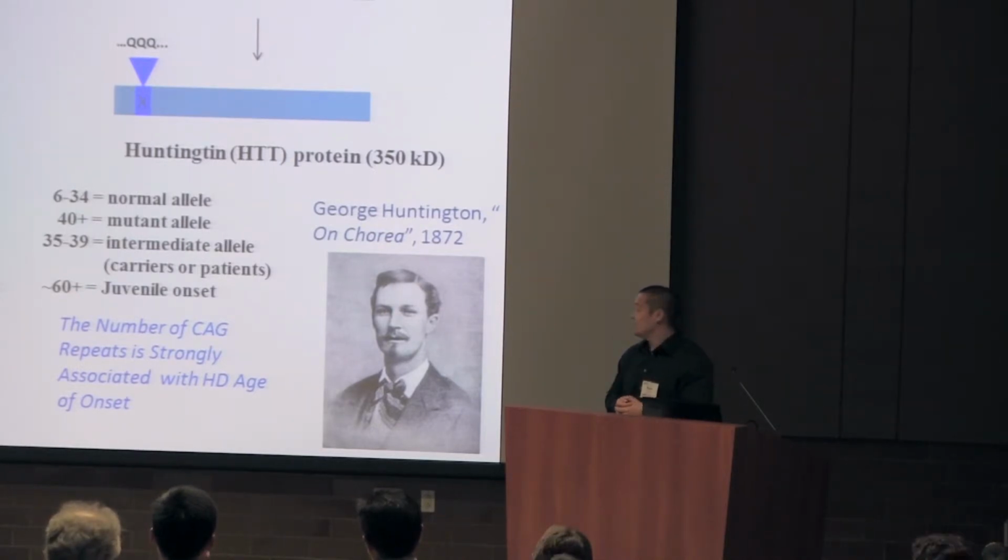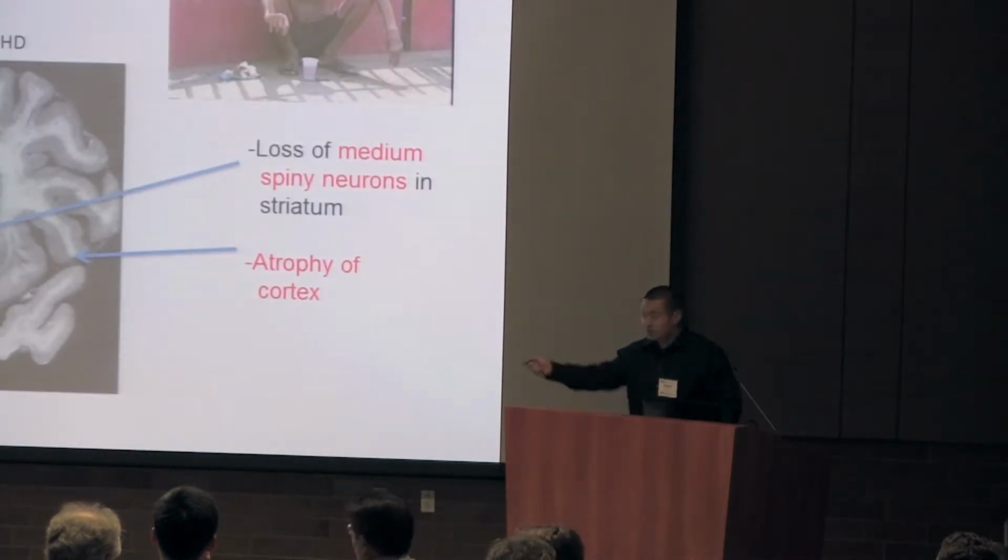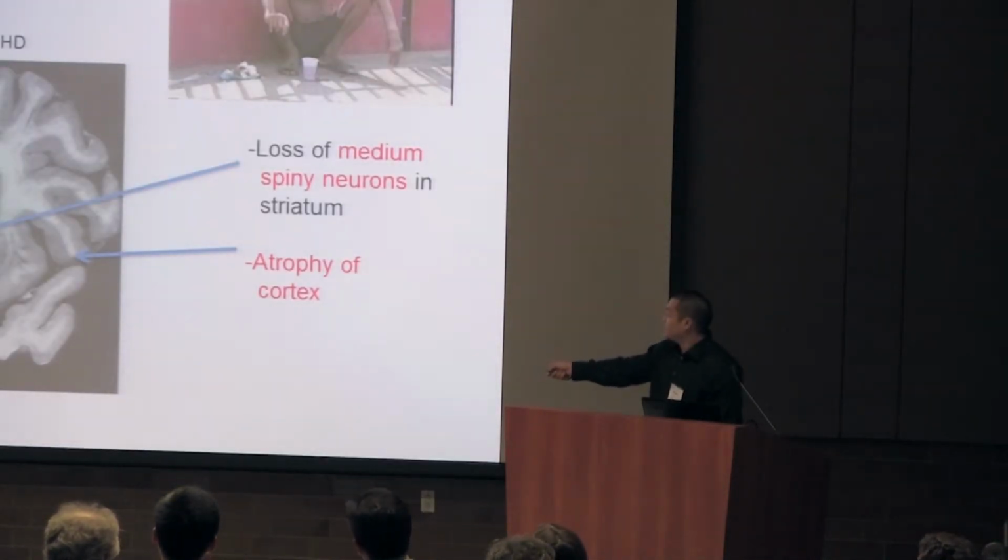One of the characteristics of the disease is loss of DARPP-32 positive medium spiny neurons in the striatum, which is shown here. You can see that there's massive loss in the striatum in this region. There's also atrophy within the cortex, but the striatum is mainly the affected area.